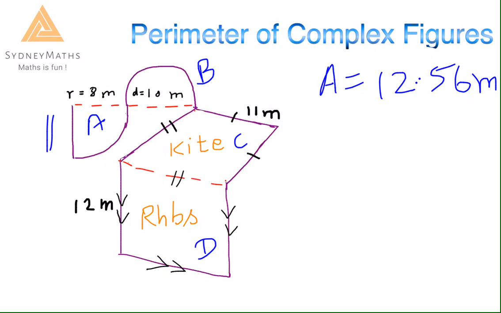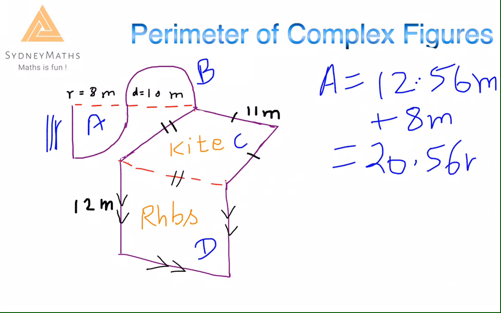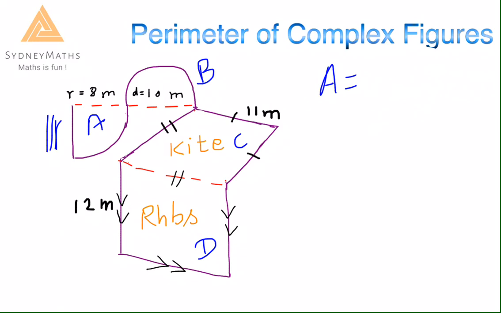But part A also has this particular line here, which is the radius itself. So the perimeter of part A will be the quarter of a circle's circumference plus 8 meters, which is the radius here. So that is equal to 20.56 meters. So that's our calculation for part A. Let's note that down. 20.56 meters.